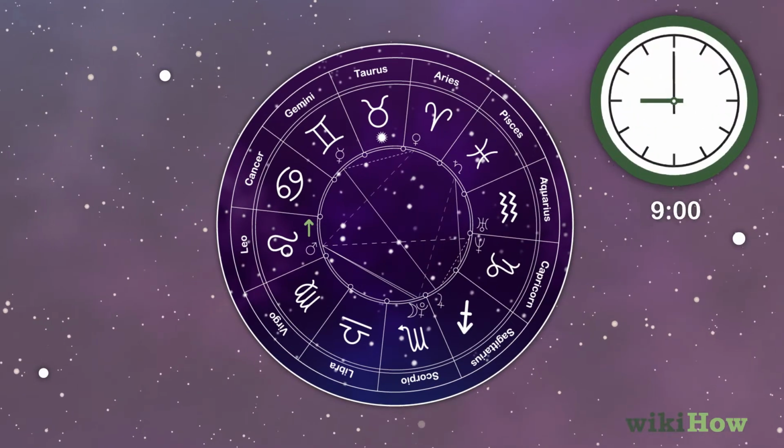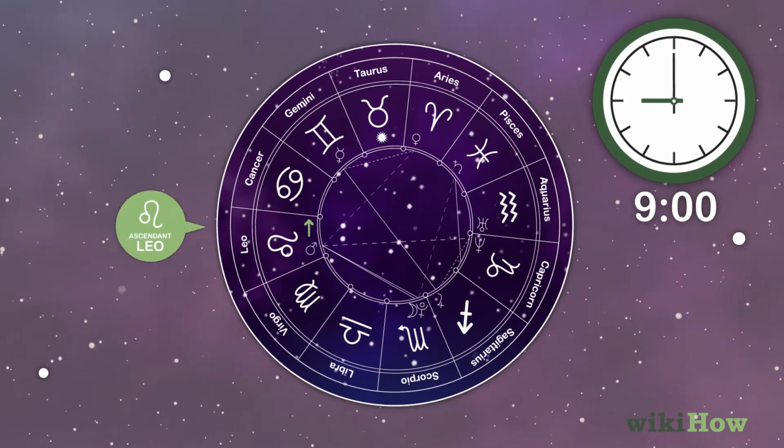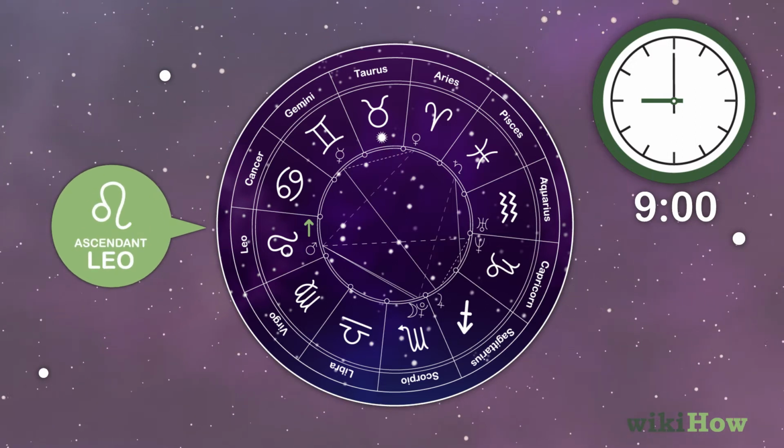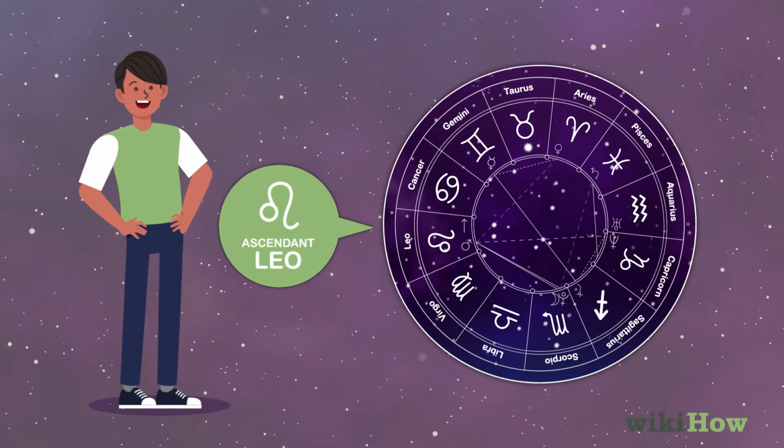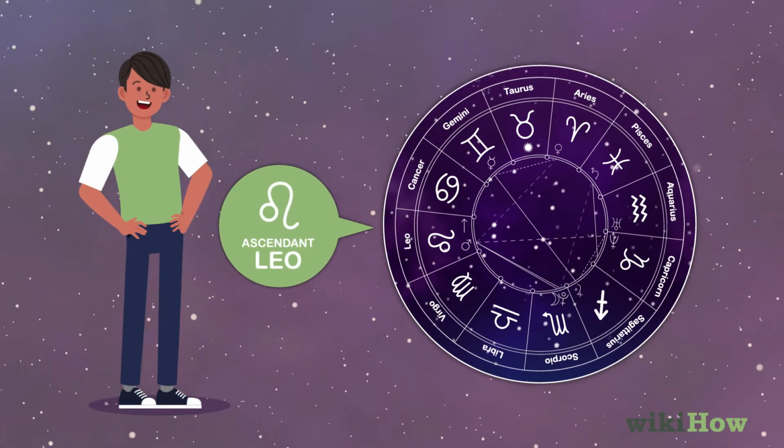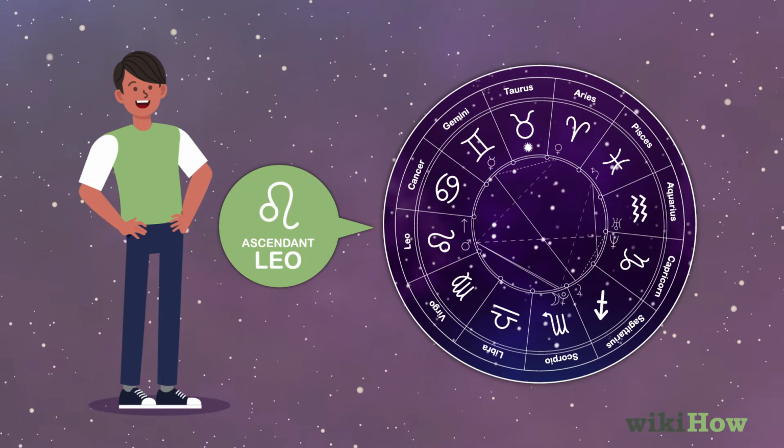Otherwise, check the 9 o'clock position on your birth chart to see what sign would have been rising at the exact moment of your birth. Your rising sign is thought to determine characteristics such as your personal appearance and your outward personality.